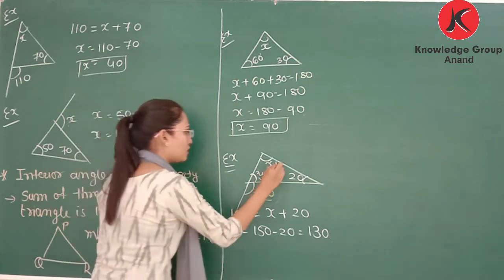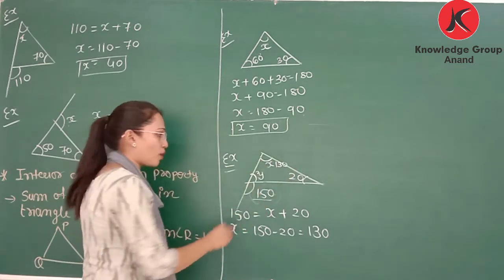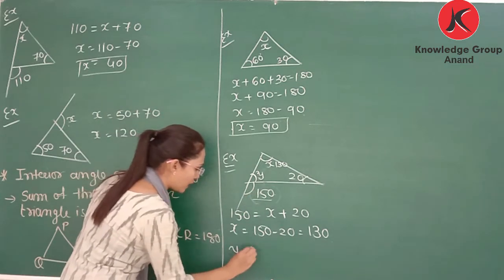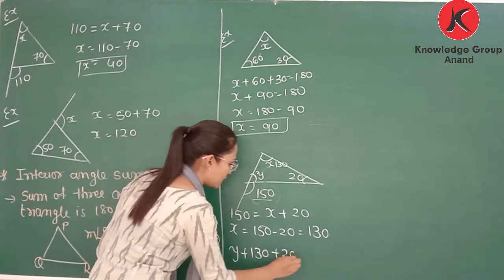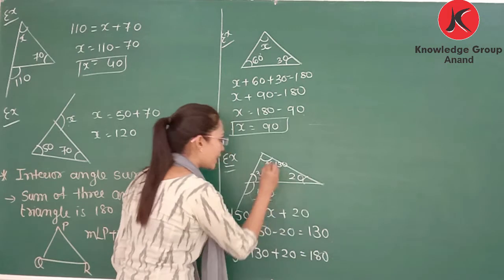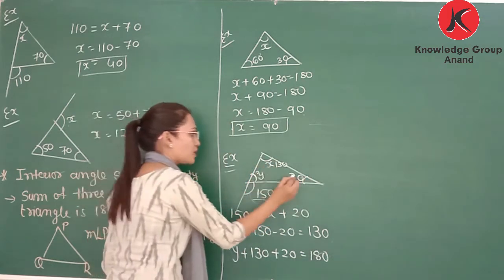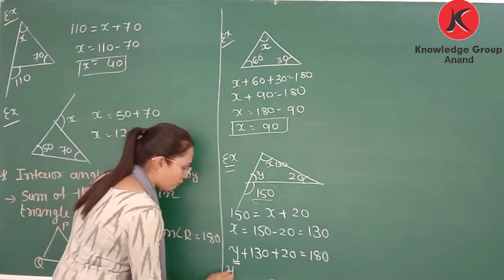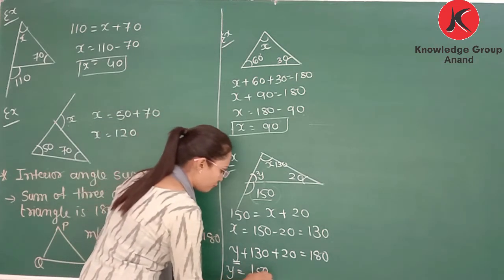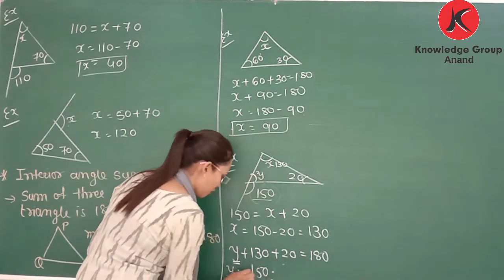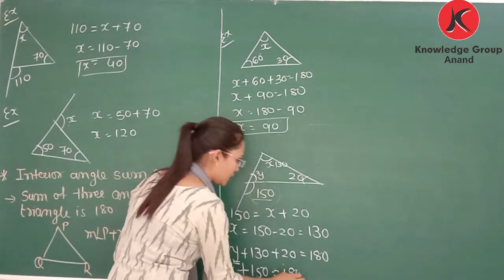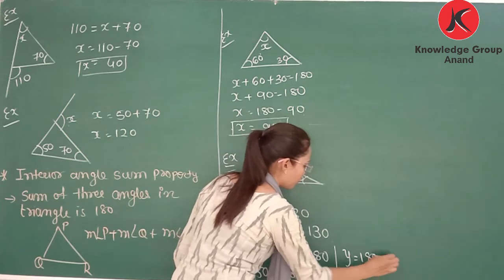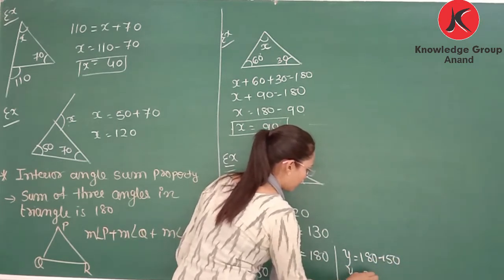And using the interior angle sum property, we can find y. Why? Because y plus 130 plus 20 is equal to 180. We learned that the three angles sum to 180, so x plus 20 plus y is equal to 180. Now we can find y. y plus 150 is equal to 180. So y is equal to 180 minus 150, that is 30.